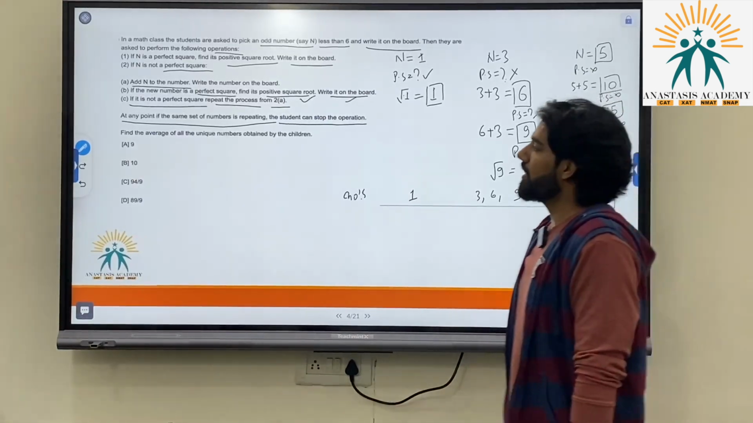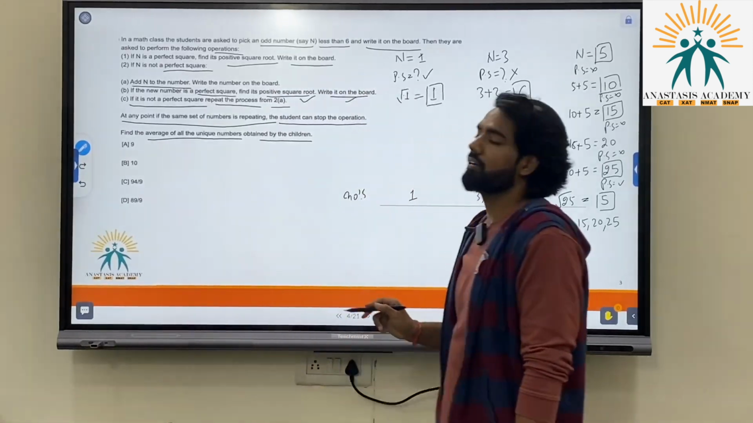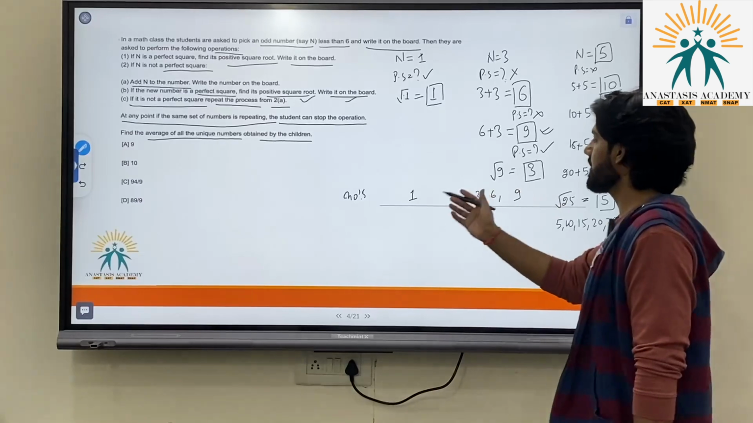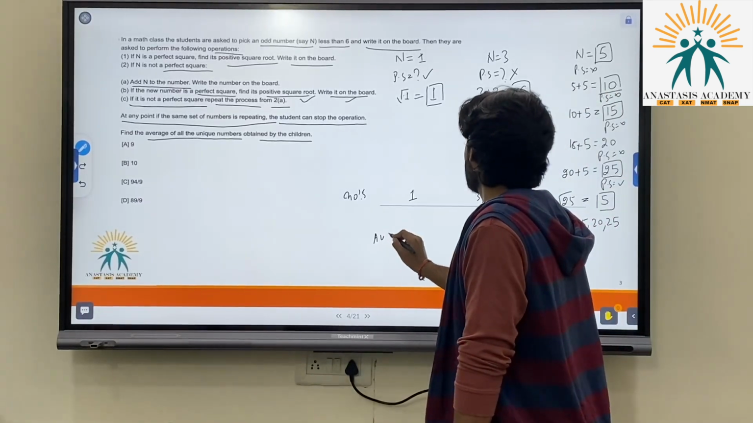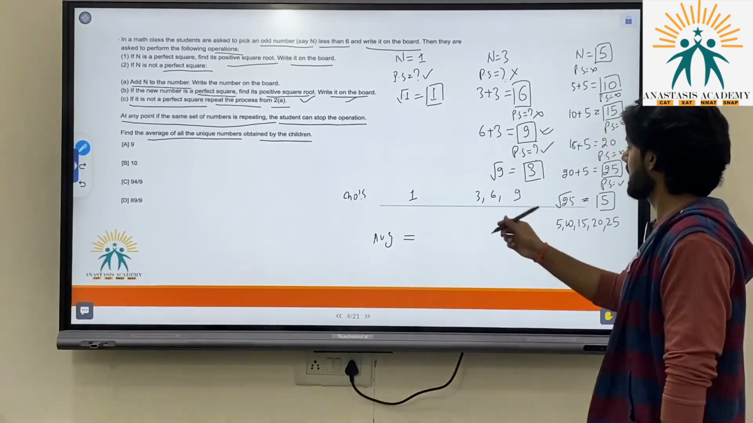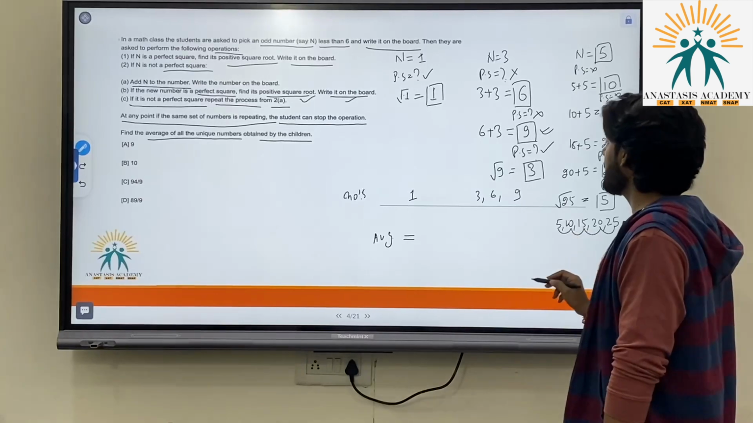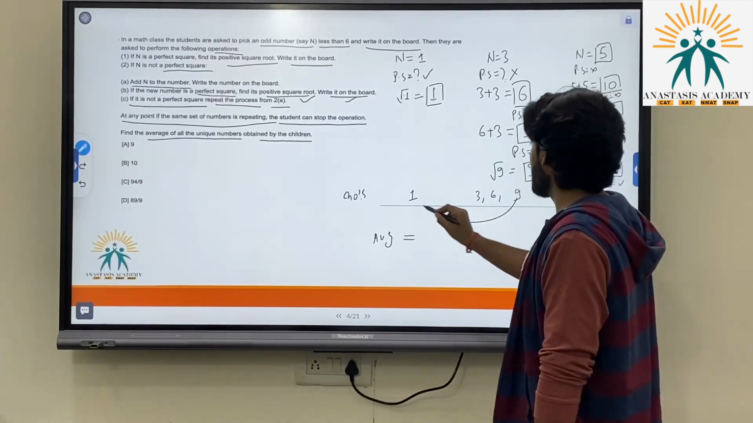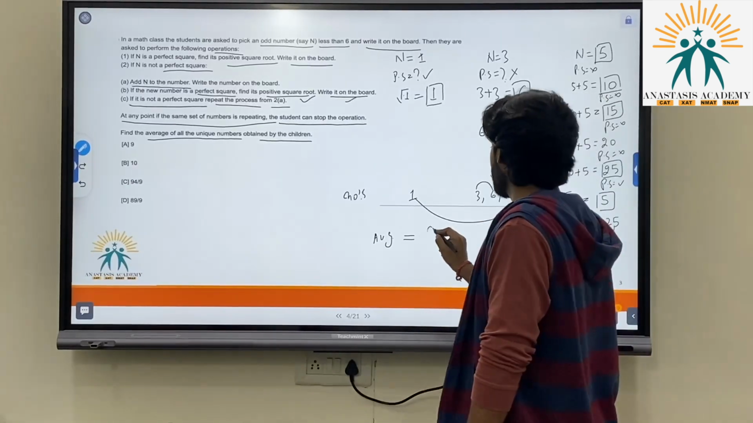Now I have to find the average of all the unique numbers obtained by the children. So the average of these numbers. I have to add all these numbers. What is the sum of all these numbers? 45, 60, 70, 75, 85 and 94. The sum is 94.